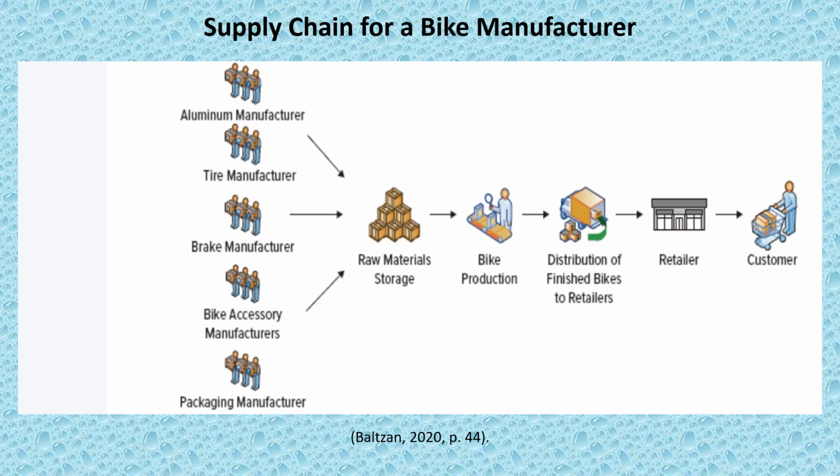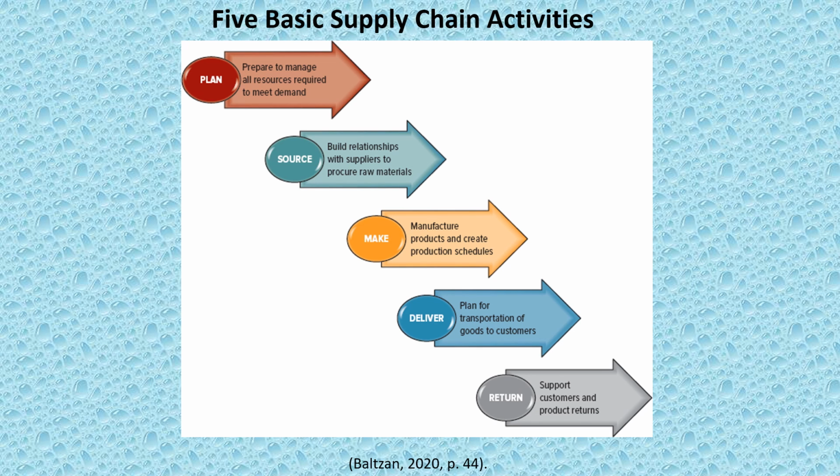Here is a diagram example of a supply chain for a bike manufacturer. Familiarize yourself with all the moving parts. Here is a diagram detailing the 5 basic supply chain activities. They are plan, source, make, deliver, and return.